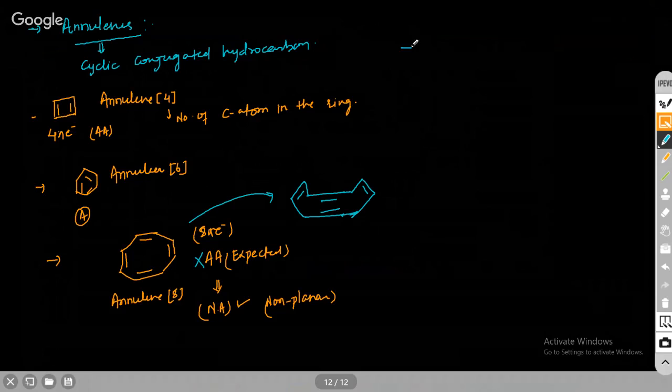One very important example we have here in annulene is this structure. Now in this structure, what happens? If you count the number of pi electrons, the name of this compound is what? It is annulene 10. 10 carbons, 1, 2, 3, 4, 5, 6, 10. Annulene 10. The number of pi electrons, if you see, is 10 pi electrons, and hence expected to be aromatic.